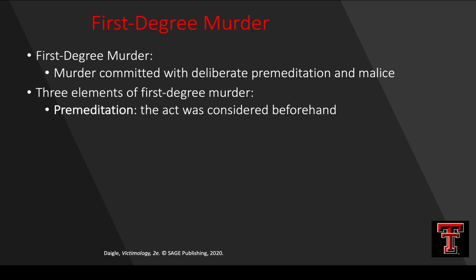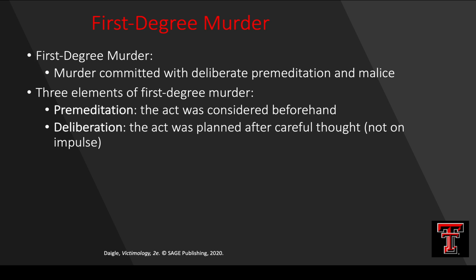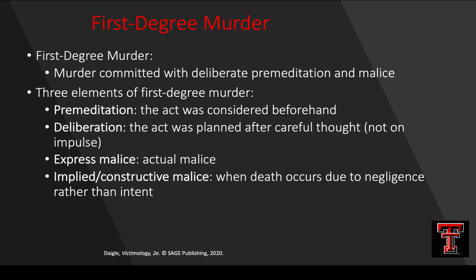So there are 3 elements. Premeditation means that the act was considered beforehand, so it's not a spur of the moment thing. This is something that was thought out and planned. And deliberation: the end was, again, planned with careful thought, not on an impulse. And it has to have malice. So this has to be intentional death, whether that be express malice or implied malice. Implied malice is when the death occurs due to gross negligence rather than intent. So this means that you're showing a disregard for human life.